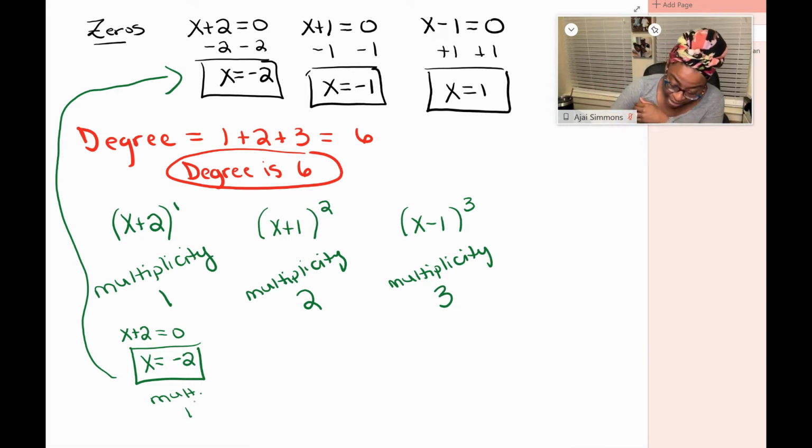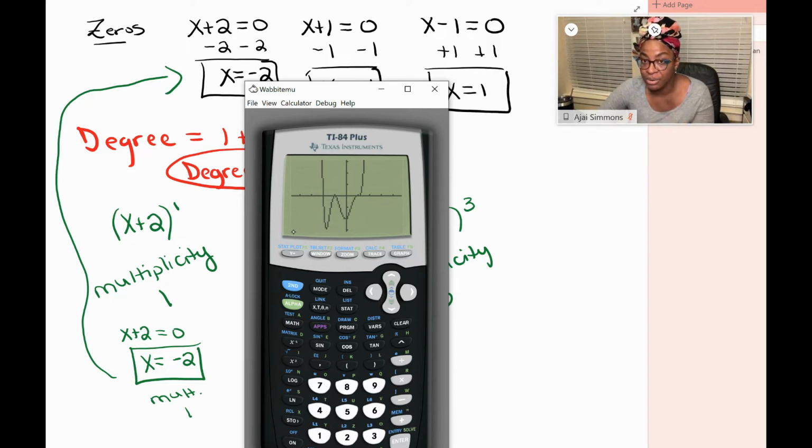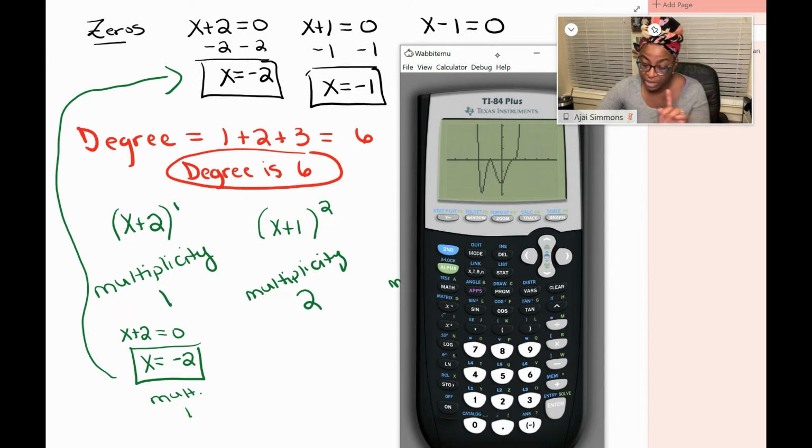If you go back and look at the picture to make this make sense, let me turn my graph on. Let's go to x equals negative 2 right here. At x equals negative 2, my graph actually goes through that value, because the multiplicity is 1 and 1 is an odd number. Okay, let's move on to the next one. You're going to see a pattern here in a minute.